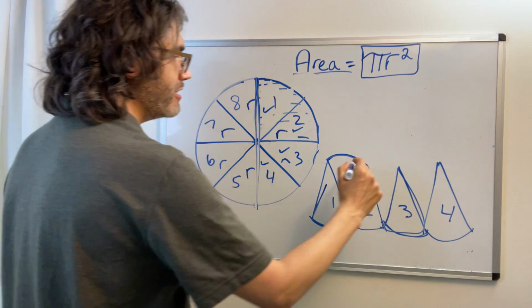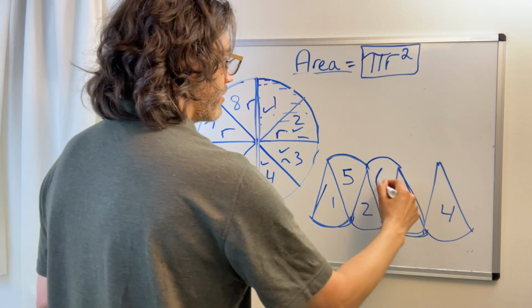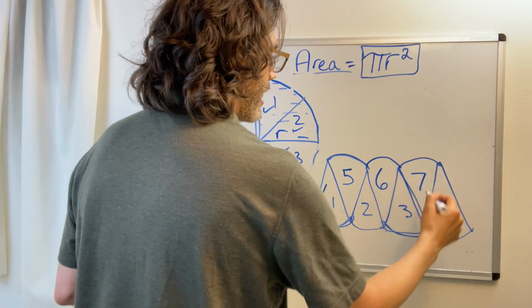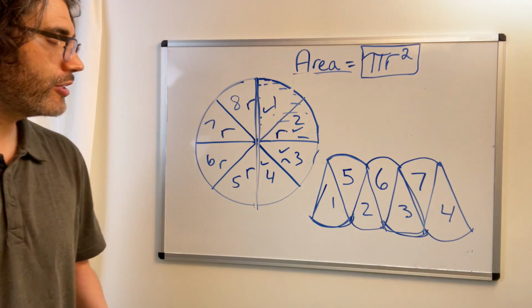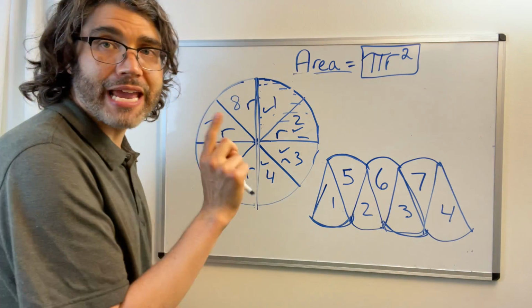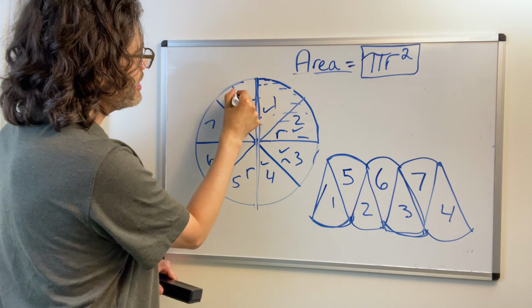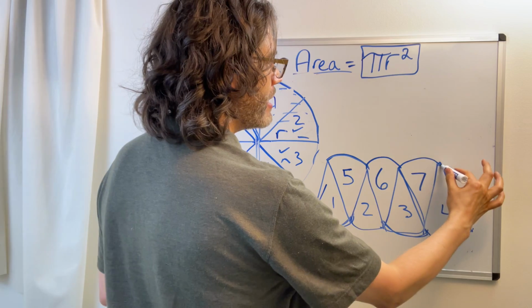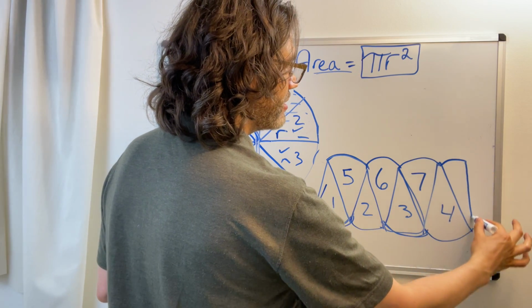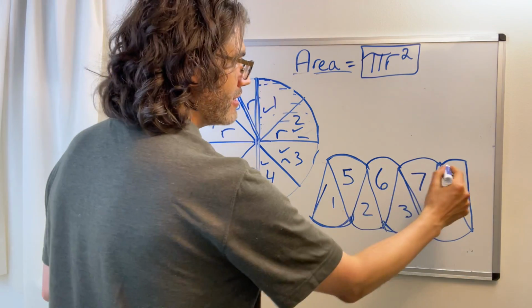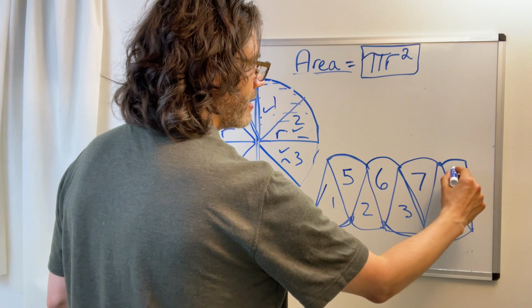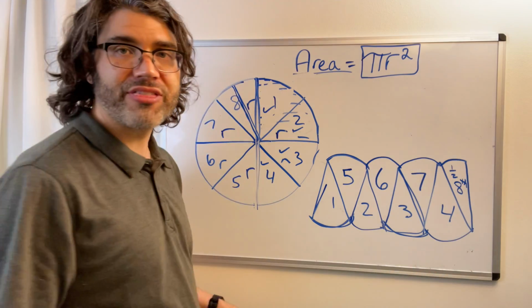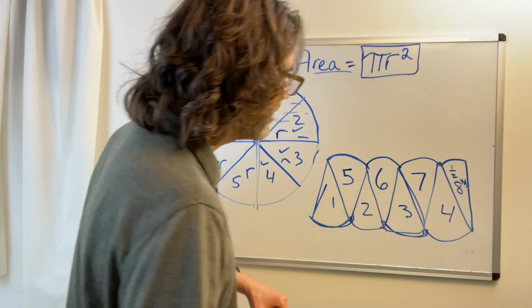And I'll slide number 6 in here, and I'll slide 7 in here. And then, this is what I'll do. I'm gonna take the eighth slice, and I'm gonna cut the eighth slice in half. So this is gonna be half the eighth slice. That's half the eighth slice.